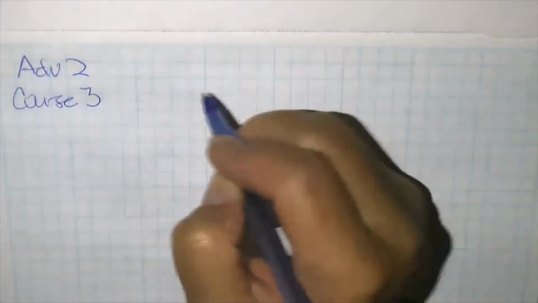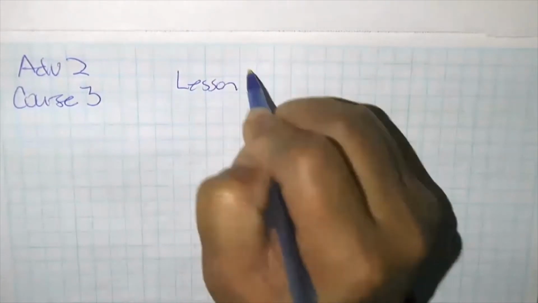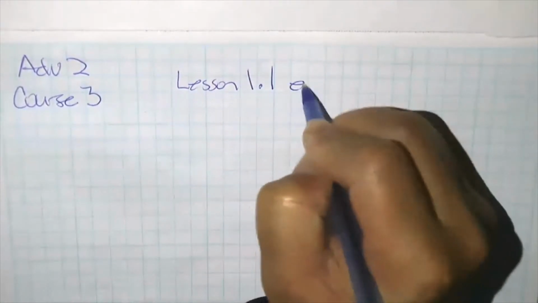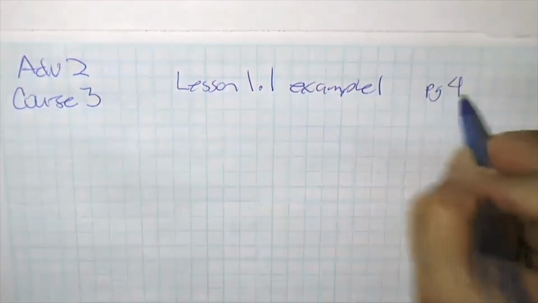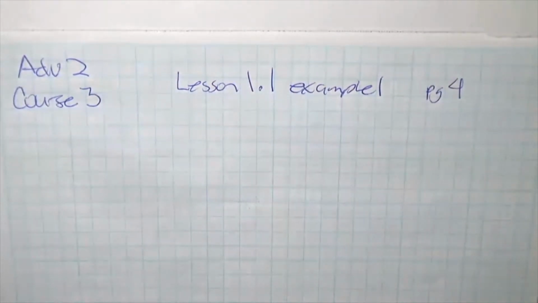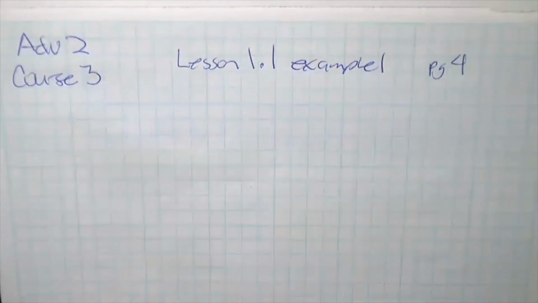Okay, we are doing lesson 1.1, example 1, and it can be found on page 4. So this is the beginnings of algebra.